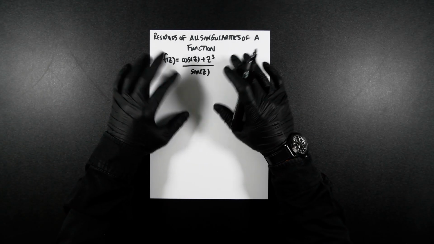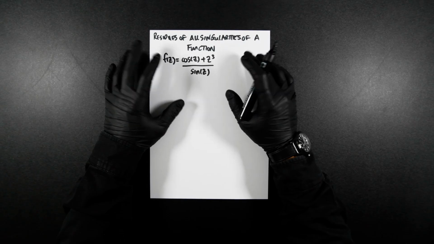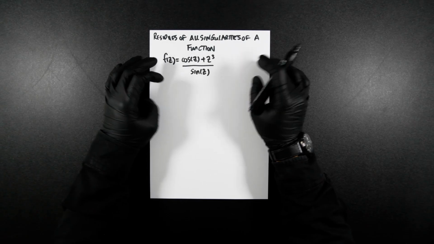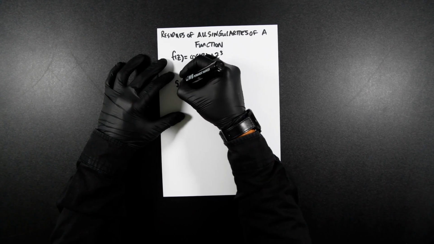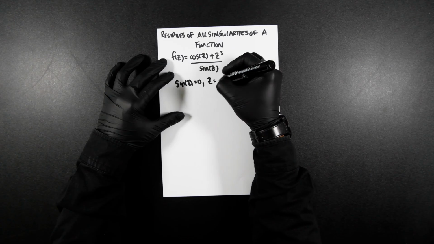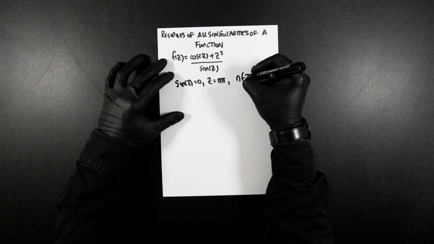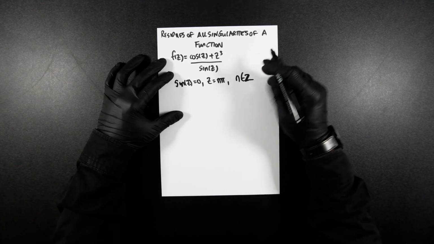How to find the residue of all the singularities of a function. So the function f(z) is singular where the denominator vanishes. So that's where sin z would equal 0, so z would equal nπ.